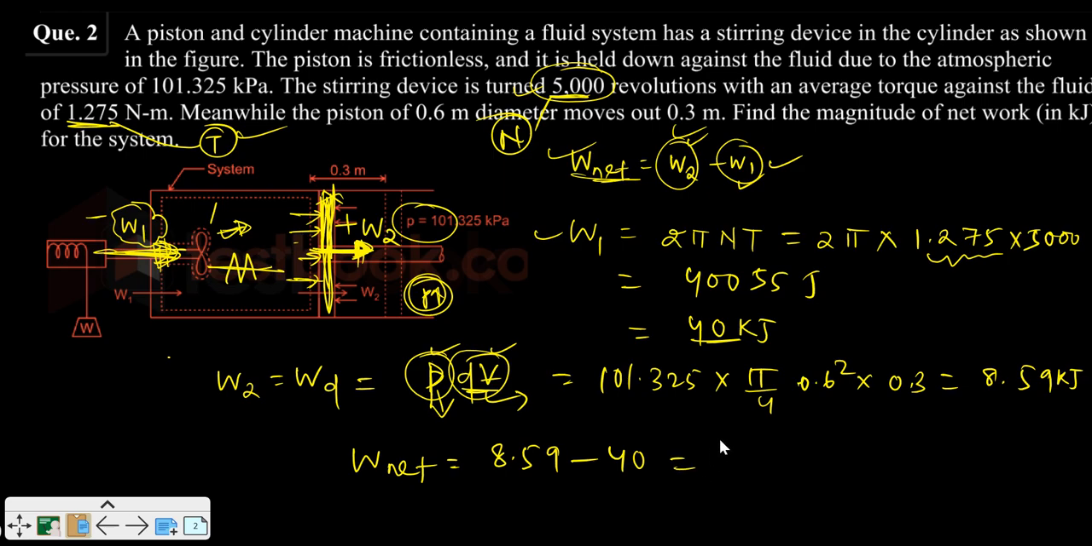So this will be equal to 8.59 minus 40, so that will be equal to 31.41, obviously minus, so 31.41 kilojoule. This will be the net work for this system, right? So this will be negative. Okay, so I hope it was understandable. Try to see the solution again and solve the question, right?